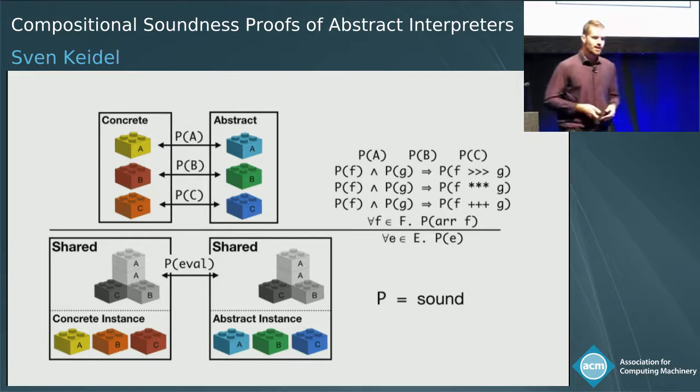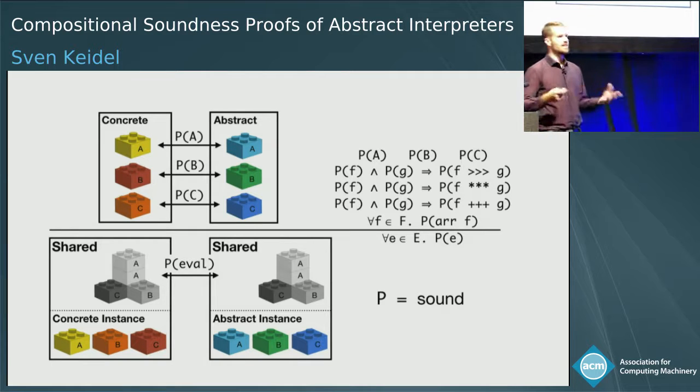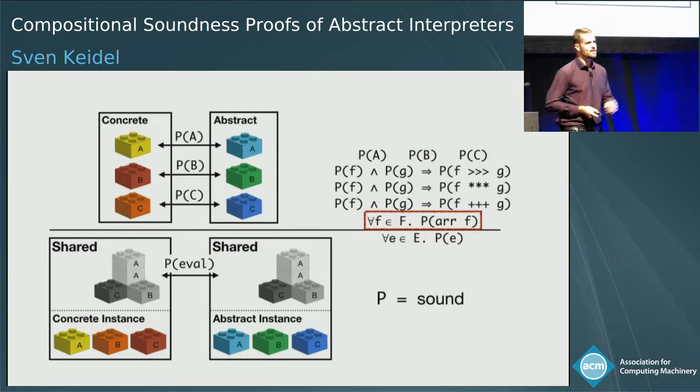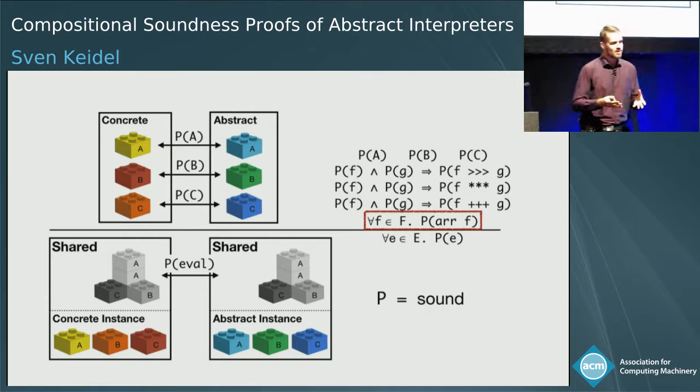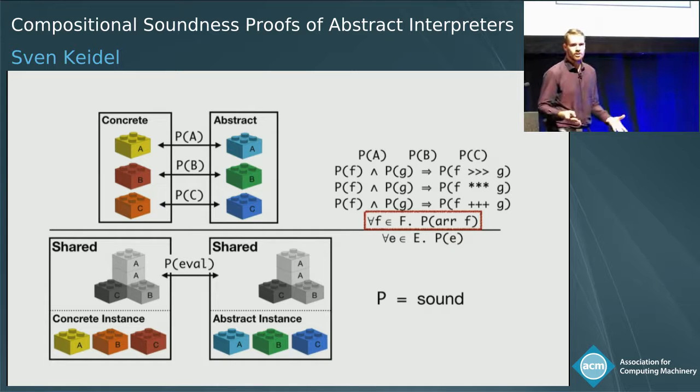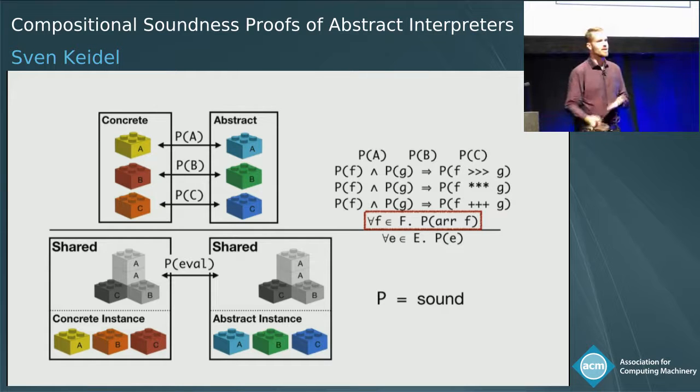However, you might have observed that this induction principle has one Achilles heel, which is this premise right here. It says that all pure functions which occur in the shared interpreter, which are embedded with the arrow operator arr inside of an effectful arrow computation, also have to be sound. The problem with this premise is that this is a lot of additional proof work, which is also totally boring, because these functions do the same thing in the concrete interpreter and in the abstract interpreter anyways. So why should they be unsound?